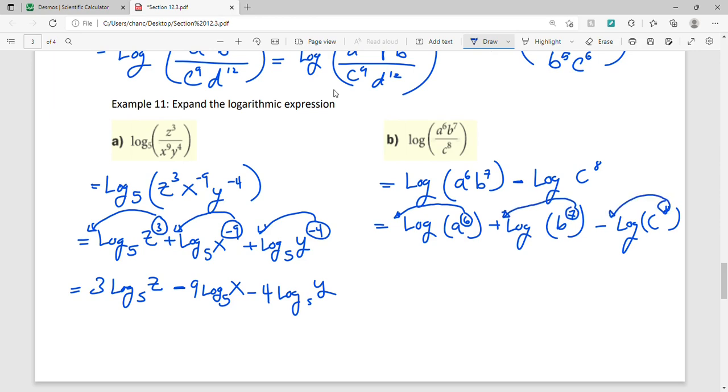Bring these exponents now to the front using the power rule. This is 6 log of a plus 7 log of b minus 8 log of c. We are done with part B, but we didn't use negative exponents. We used the quotient rule first, then the power rule, and it gets us the same answer. So you can use whatever technique you want. I like the negative exponents because it avoids the need for multiple rules, but you can use whatever technique you want.